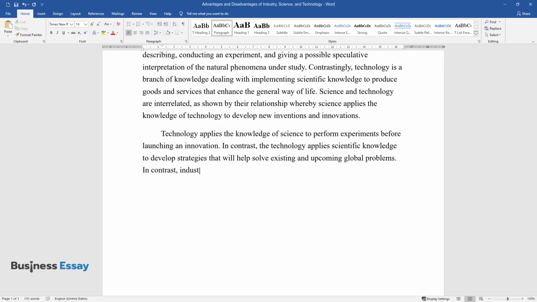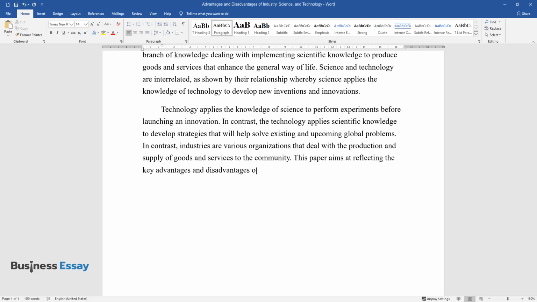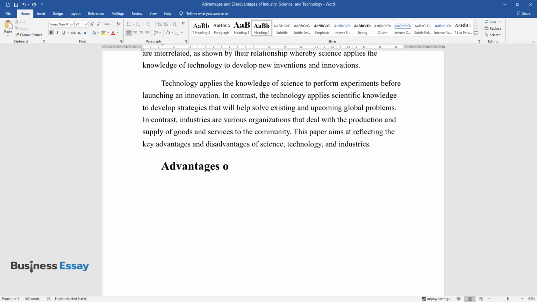In contrast, industries are various organizations that deal with the production and supply of goods and services to the community. This paper aims at reflecting the key advantages and disadvantages of science, technology, and industries. Advantages of science, technology, and industries.